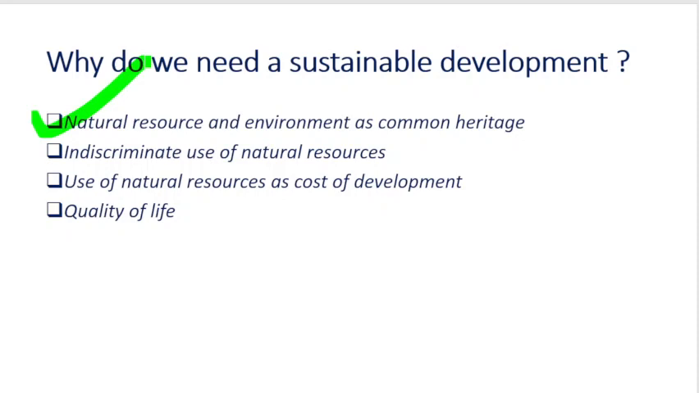They both have a right. Here I'm quoting both. Both means present generations and future generations. So you see, quality of life depends on the quality of the environment you are having. If you are having a good environment, then you can follow a good quality of life. Then indiscriminate use of natural resources.